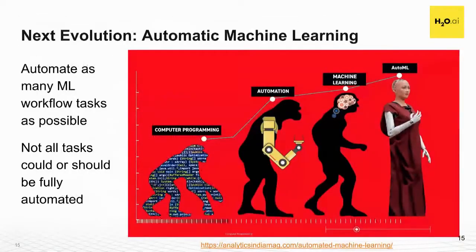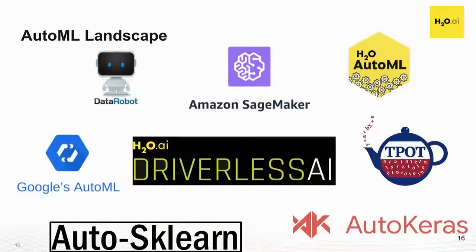So as we talk about AutoML, in software in general there's been an ongoing trend towards automation: making programming more automated, being able to more easily build machine learning models, and getting to a point where you can actually have automatic machine learning. And so we want to automate as many of the tasks as possible to streamline this process. But maybe not all the tasks can be automated.